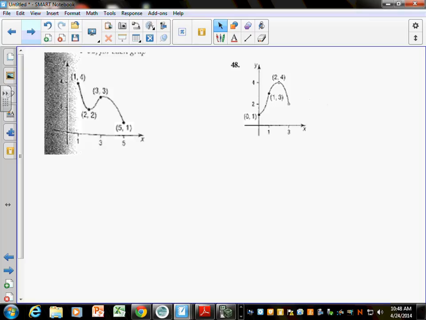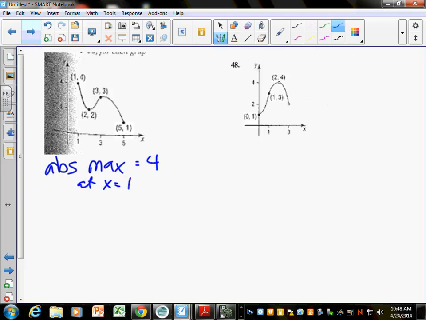So the absolute maximum is the highest value, the y value. The maximum is 4. And if they ask for where it occurred, you could say at x equals 1. But if they just ask you for the maximum value, it's the y value, not the x value. And the absolute minimum is the lowest value. And on this one, do you agree the lowest value is 1?